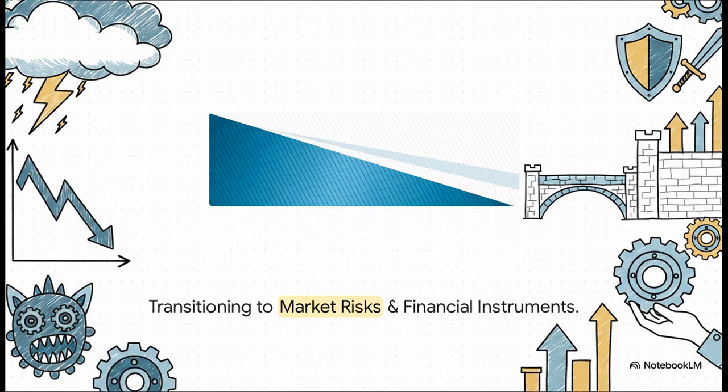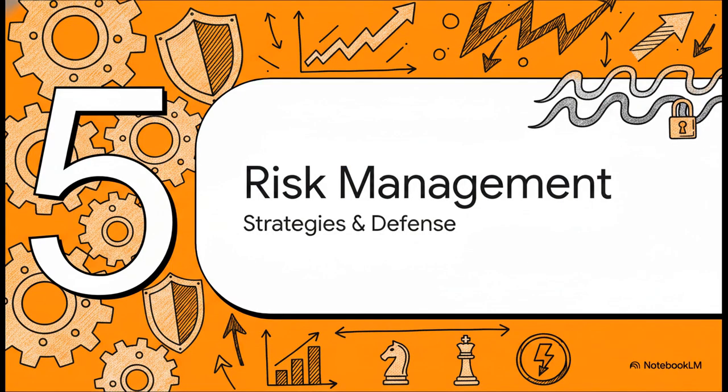Up until now, we've spent time identifying the villains of the story, these uncontrollable macroeconomic forces. But businesses don't just sit there and take the hit. Now, we're shifting from the problem to the solution. We are going to look at the active tools and financial instruments used to manage and fight these risks. Welcome to our final section, Section 5, Strategies for Risk Management. How do corporate treasurers and risk managers actively combat these uncontrollable systematic risks to protect their organizations?